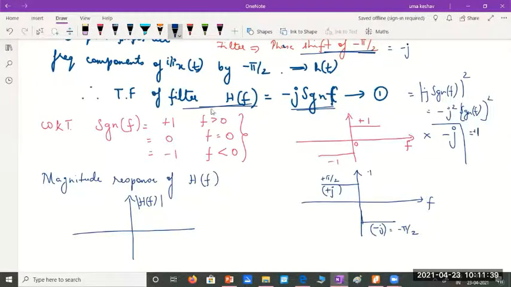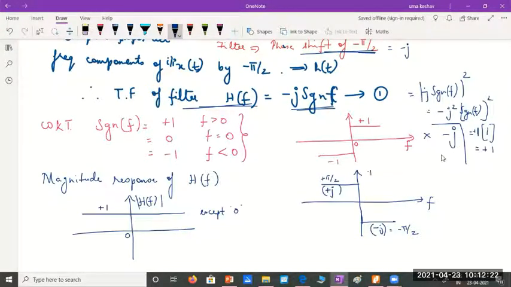And what is the square of this signum function? For all cases except at 0, the square of +1 will be +1 only. The square of -1 will be +1 again. At 0 alone, it will be 0. So if I try to represent the magnitude function, it will have the value +1 at all values except at 0. Anyway, we are not worried at 0, we'll not define. So the magnitude response of h of f will have the value +1.